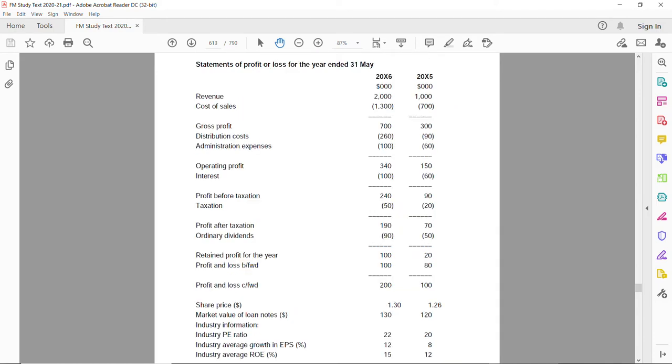And the statement of profit and loss is the same, 2 years are given. Towards the end, just go below and see, you are given the share price, the market value of loan notes, and the industry information. Now why is this industry information given? For you to compare. They are the benchmarks. You are given the industry P/E ratio, industry EPS, and industry ROE in percentages. It is for you to compare, right? Don't just start commenting on the industry P/E ratios. No, you have to compare the results which you get for 2005 and 2006 with these industry ratios.